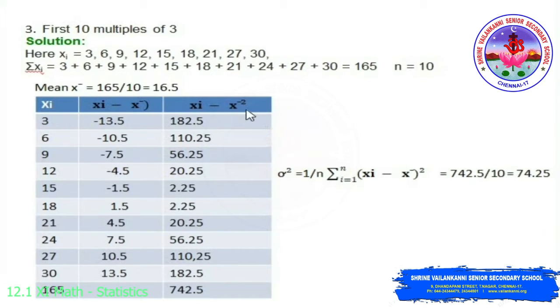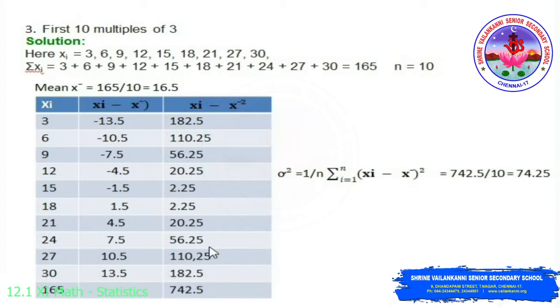Here it is modulus of xi minus x bar whole square. So minus 13.5 will become plus. So 13.5 whole square, which is 182.25. Here minus 10.5, so it becomes positive. 10.5 whole square, which is 110.25. And again let's see this value, 24 minus 16.5, which is 7.5. The whole square is 56.25. Then 30 minus 16.5, which is 13.5.